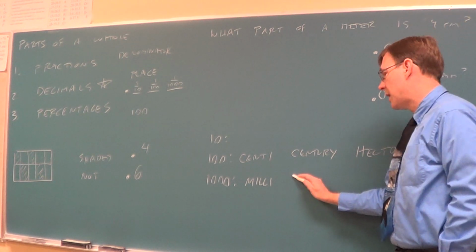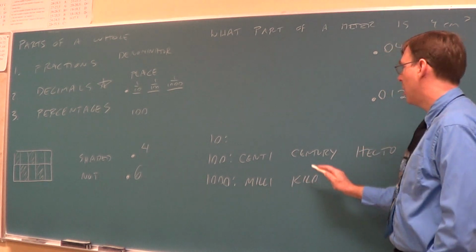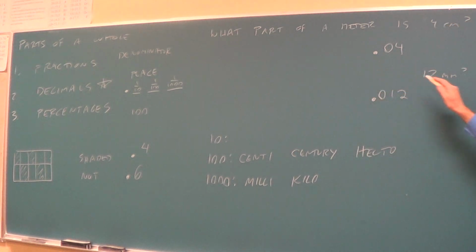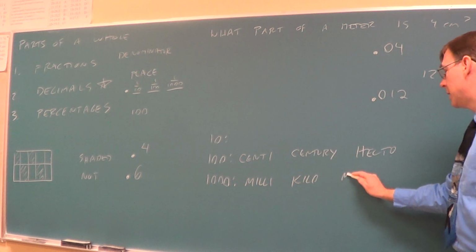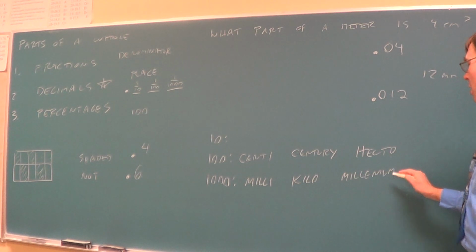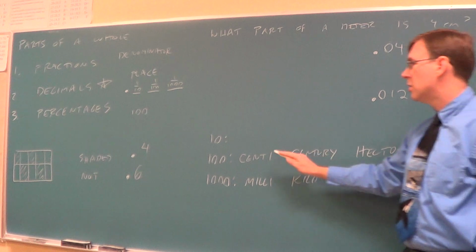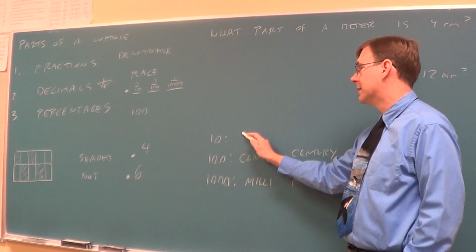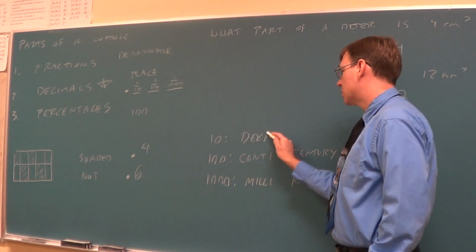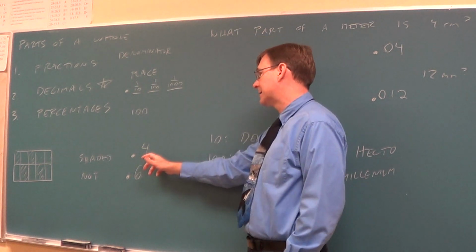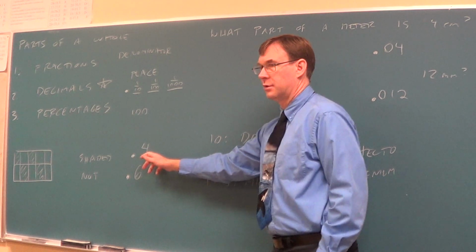Other than milli, what's another word I could use and change the sentence but it would get the same answer? Kilo. So if I came along and said, what part of a kilometer is 12 meters, we'd go same answer. Millennium. A millennium is 1,000 years. So if I came along and said, what part of a millennium is 12 years, we'd go same answer. I didn't do any questions with tens, but if I wanted to do tens, what would be another way I could do tens? I could go deca. So if I wanted to reproduce this answer, I could say what part of a decameter is 4 meters? That would do that answer.